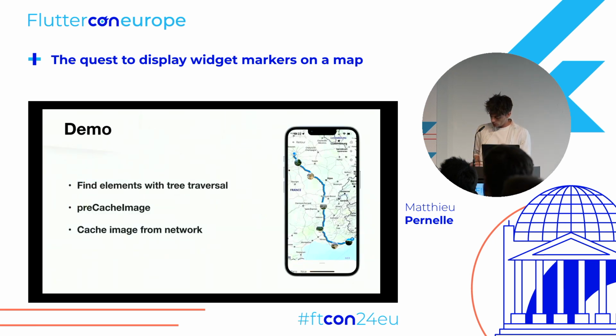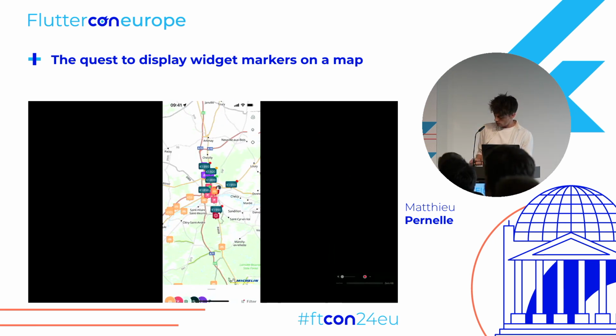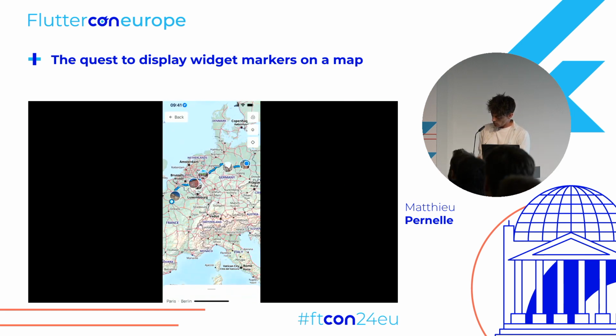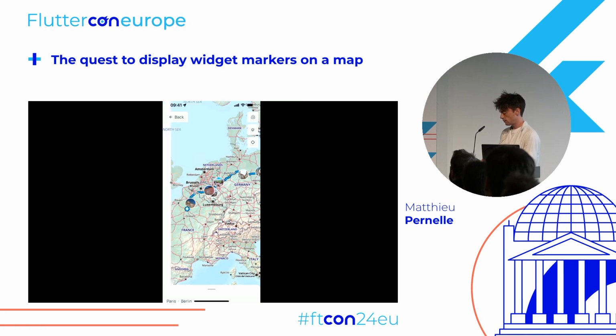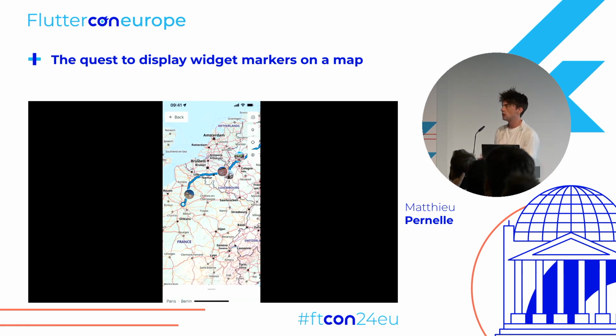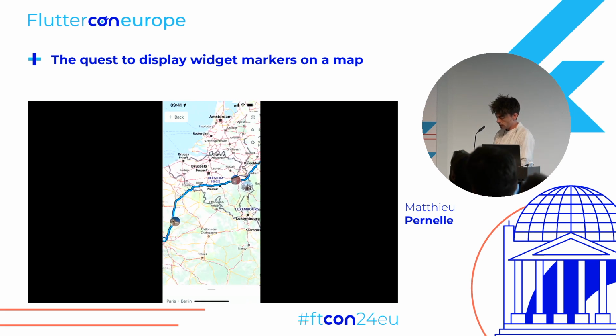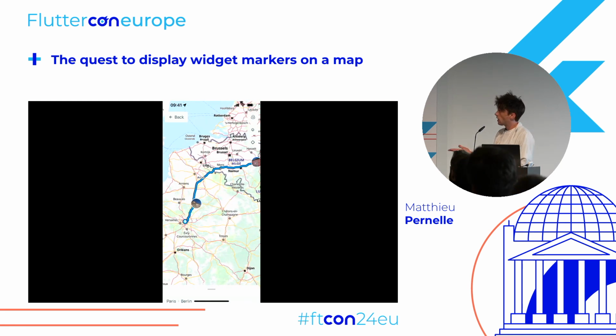So let's finally look at the results. I computed an itinerary between Paris and Berlin, but honestly, it's a hypothetical itinerary because in Paris, no one owns a car. So yeah, there are images from the network displayed on the map, and there is no lag, and again, that works pretty well.